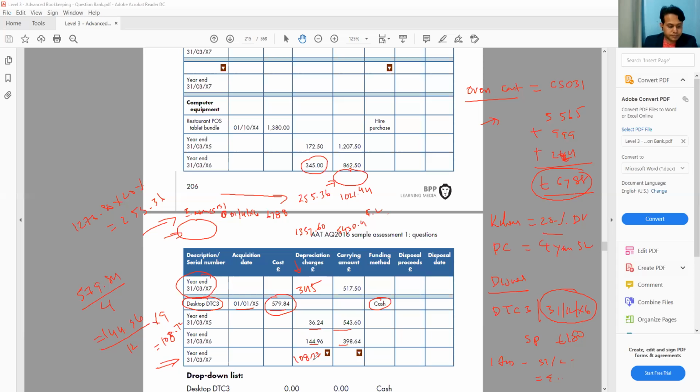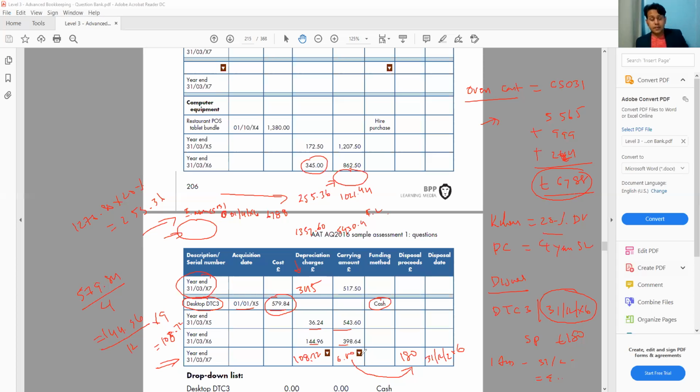And we're not going to write any carrying value here because we already know this asset is sold. Rather than writing the carrying value, I'll come to the disposal proceeds, because I will say we sold it for £180 on 31st of December 2006. So don't write anything. You can make it 0, but don't write anything on the carrying value.